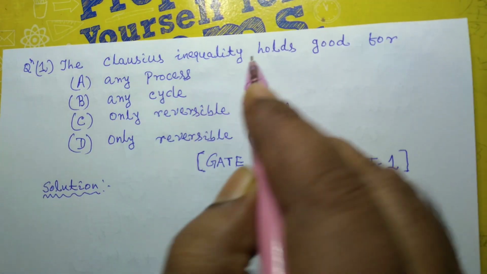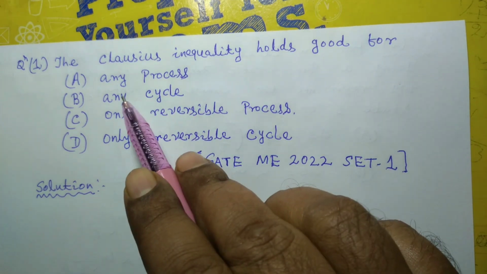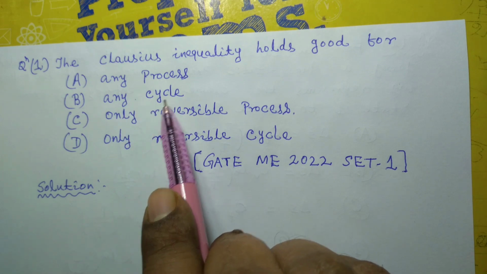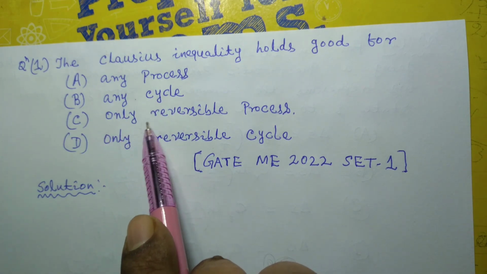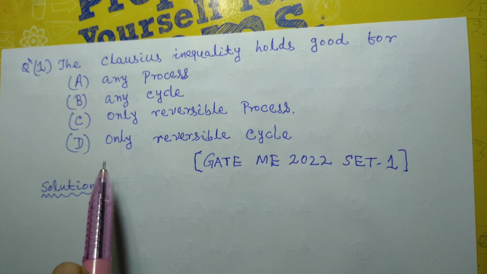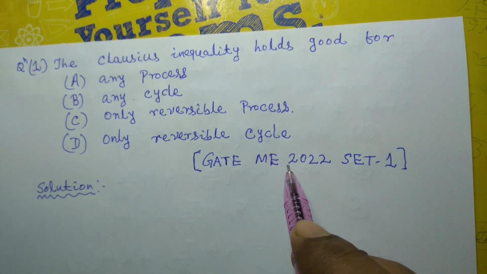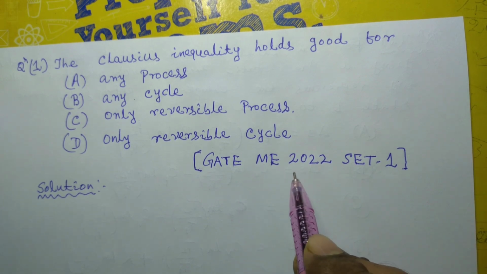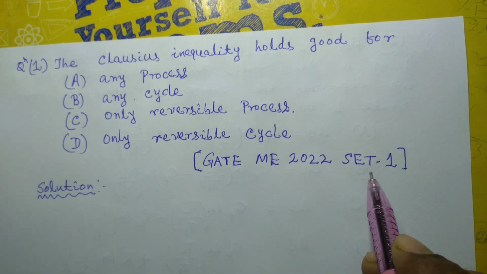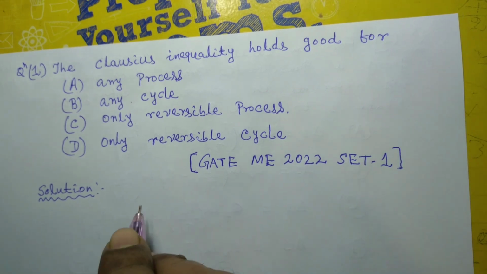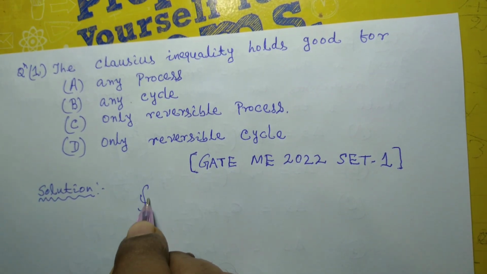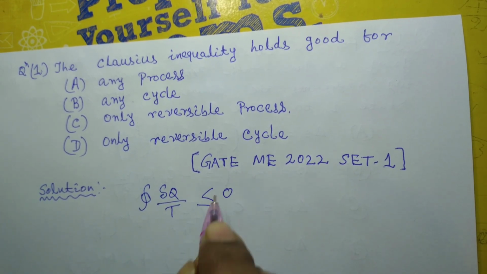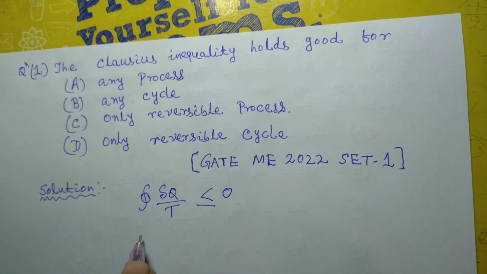The Clausius inequality holds good for: option A, for any process; option B, for any cycle; option C, only reversible process; and option D, only reversible cycle. It was asked in the GATE Mechanical Engineering 2022, set 1. The Clausius inequality is cyclic integral of del q by T less than or equal to 0.